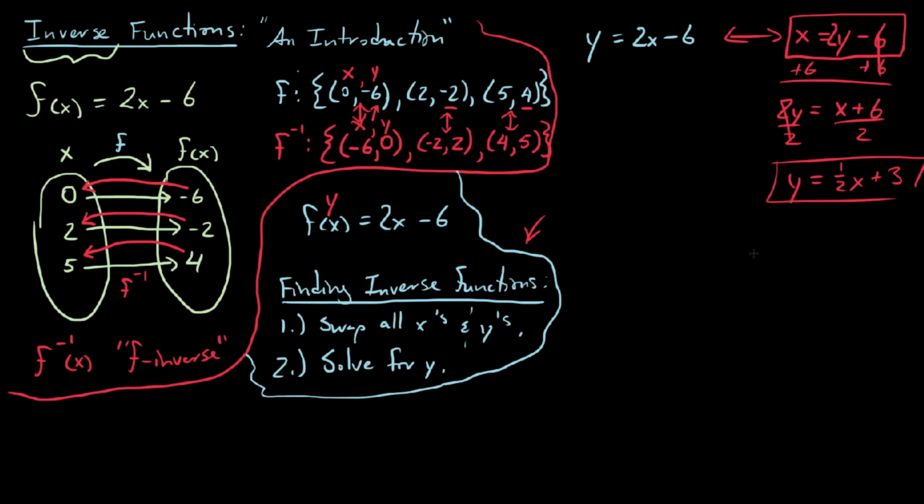So now I've designated this, but let me be a little bit more clear on this. Instead of y equals 1/2 x plus 3, we better be clear that we're telling our audience that this is f inverse, or the undoer function of the original function. Okay, so f inverse of x equals 1/2 x plus 3.